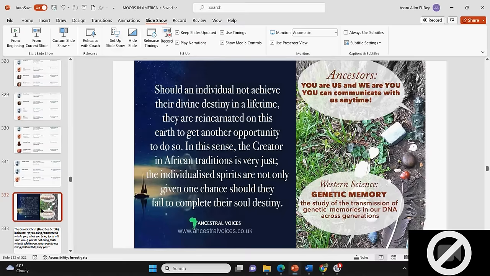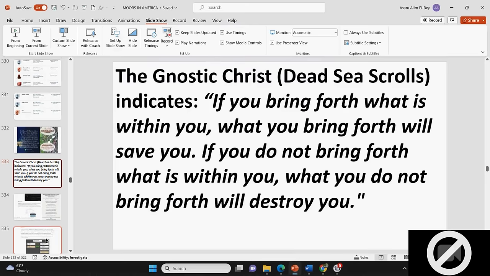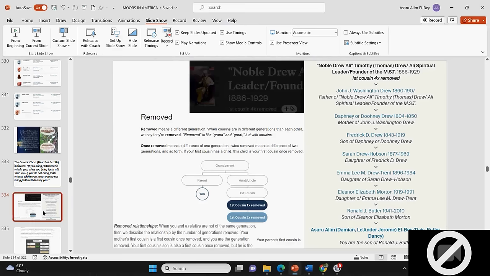Now, keep this in mind. The Gnostic Christ states in the Dead Sea Scrolls, if you bring forth what is within you, what you bring forth will save you. If you do not bring forth what is within you, what you do not bring forth will destroy you. So I had no choice but to bring this information forth once I found out.